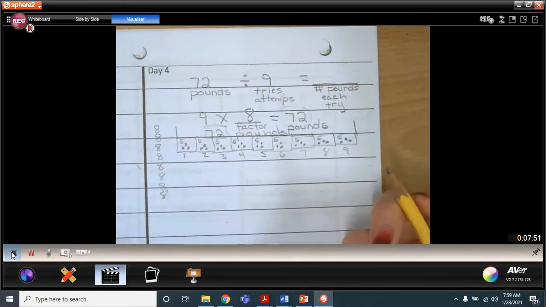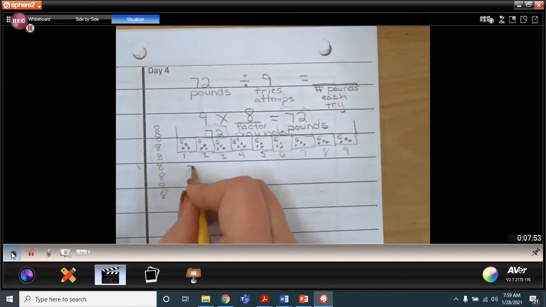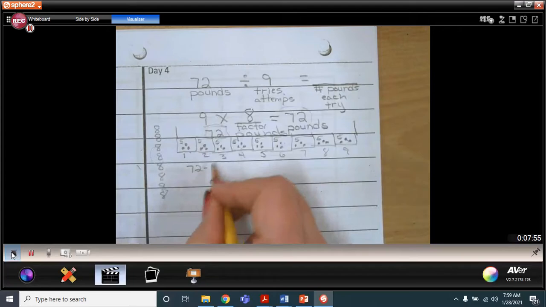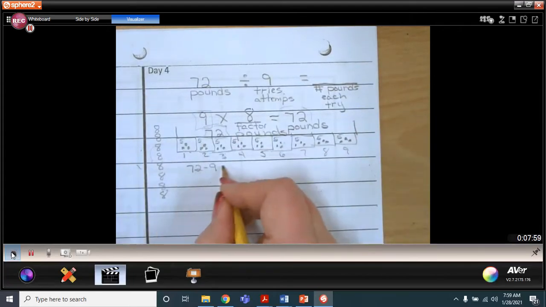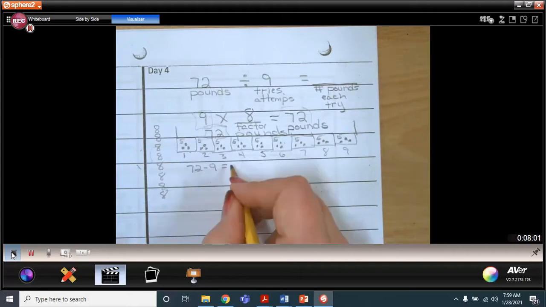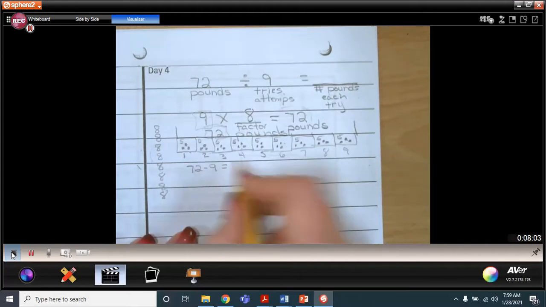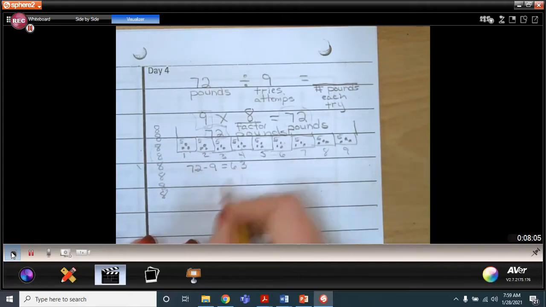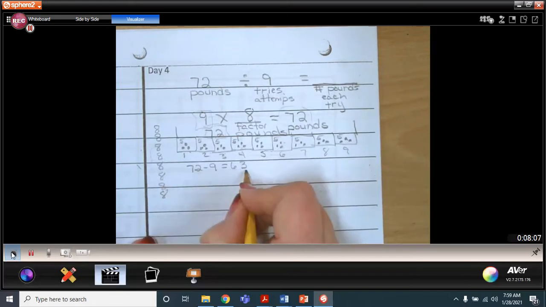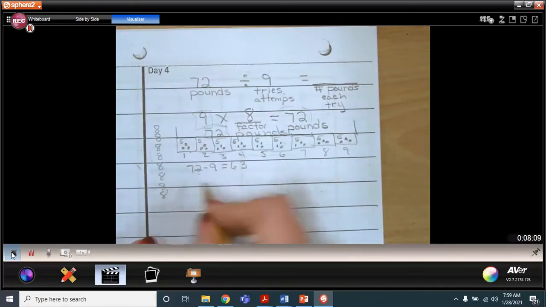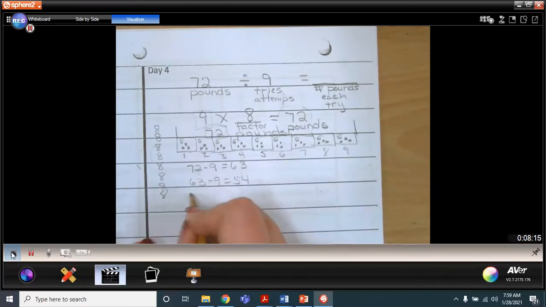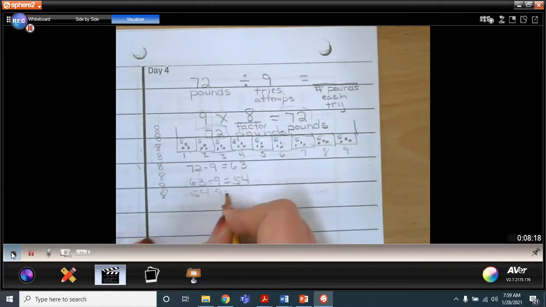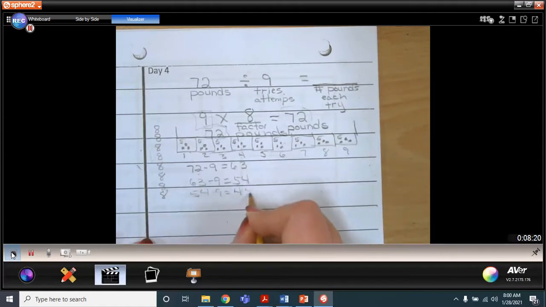Or you could use repeated subtraction also. You could start at 72 and take away groups of 9 because that's the number that you know. If you subtract groups of 9 and you know counting backwards, that would be 63 because it's 10 minus 1. 63 minus 9 would be 54. 54 minus 9 would be 10 minus 1, which is 45.